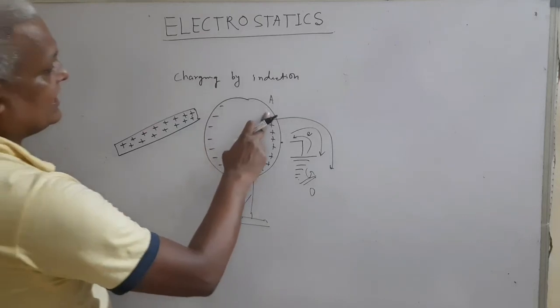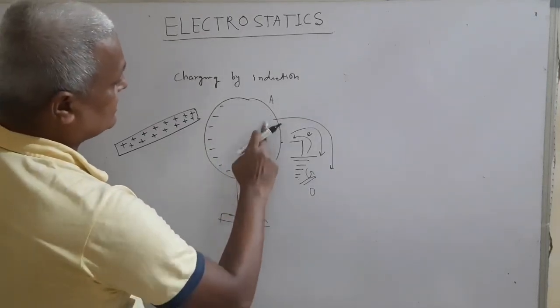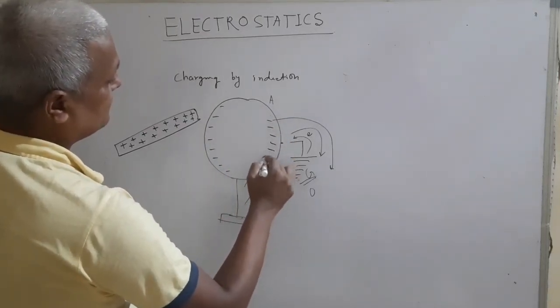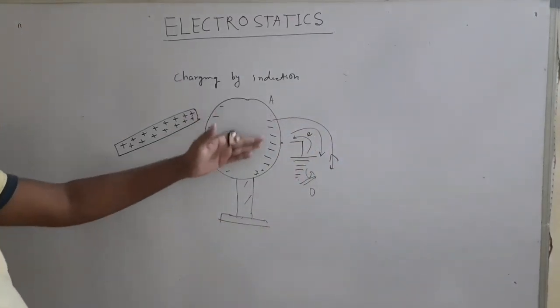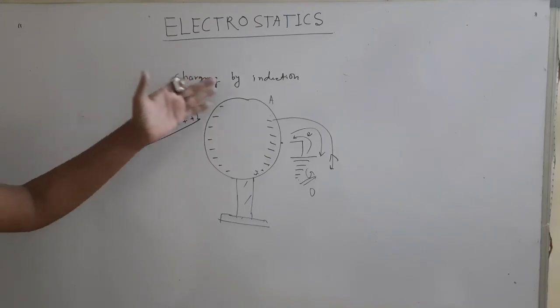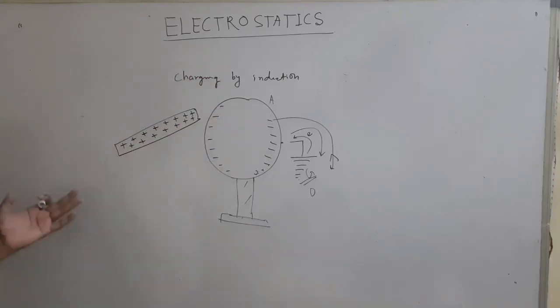But if it is negative, then the conventional current flows from the ground to the body, and this way it neutralizes it. So the idea is that this is how you charge the body. So this is all about how you do it.